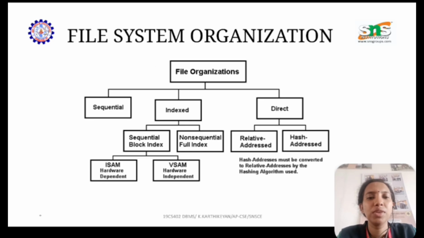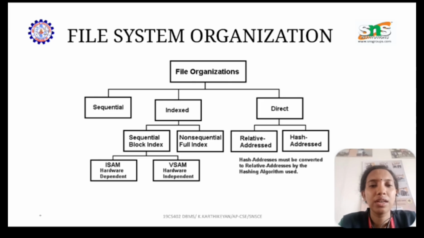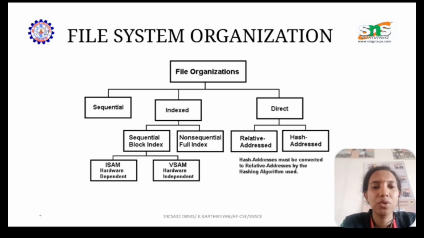The file system organization is diagrammatically represented here. The file organization has three types: sequential, indexed, and direct. The indexed is of two types: sequential block index and non-sequential full index. Again, it is divided into ISAM and VSAM. Then direct is of two types: relative addressed and hash addressed.